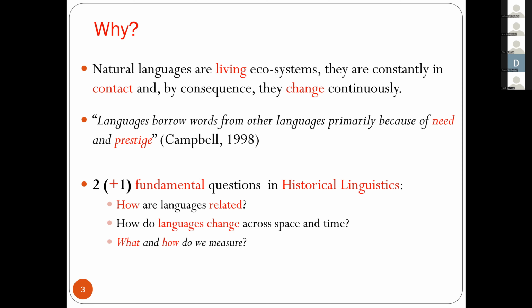Traditionally, there are two big questions in historical linguistics, namely how are languages related, and how do languages change across space and time. In this talk, we try to address the second question. I add here a third question: what and how do we measure? This is mostly related to the computational approaches in historical linguistics, because to have a good approach, we have to tell the machine what and how to measure.